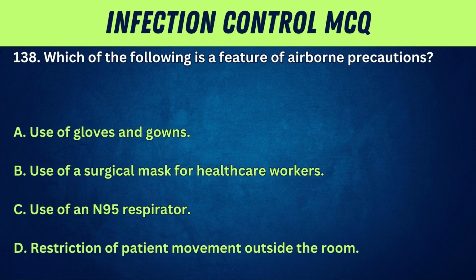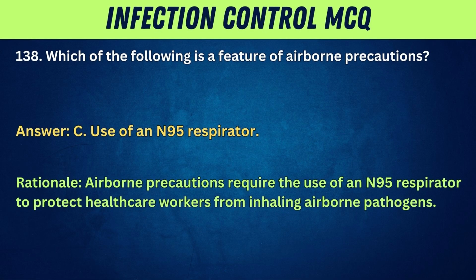A. Use of gloves and gowns. B. Use of a surgical mask for healthcare workers. C. Use of an N95 respirator. D. Restriction of patient movement outside the room. Answer: C. Use of an N95 respirator. Rationale: airborne precautions require the use of an N95 respirator to protect healthcare workers from inhaling airborne pathogens.